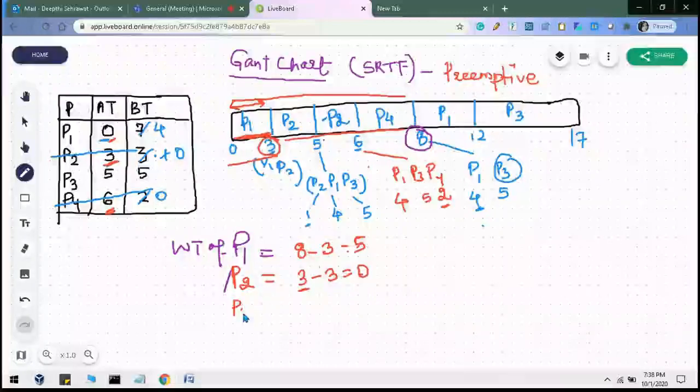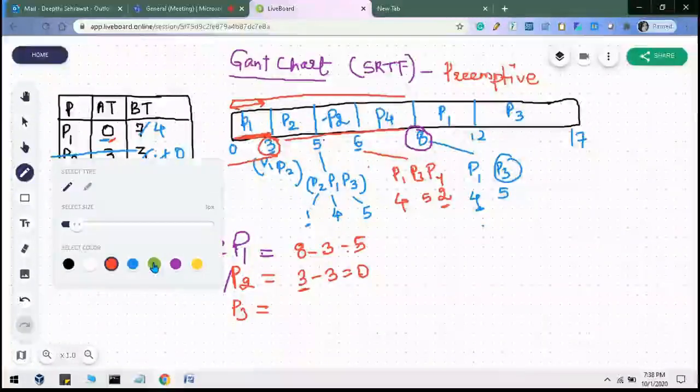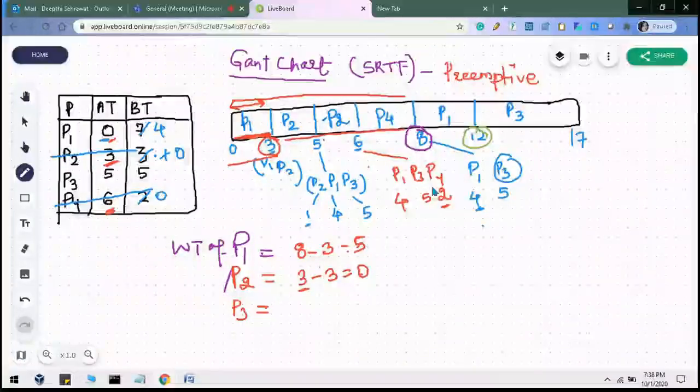Now coming to P3, and let's see how much time it has waited. Now if I talk about P3, come to this part. Here P3 has waited for 12 milliseconds. And before that, P3 is not there. So it waited for 12. But when did it arrive? It arrived after 5 milliseconds. So that is why this time has to be subtracted. So 12 minus 5 is 7, right?